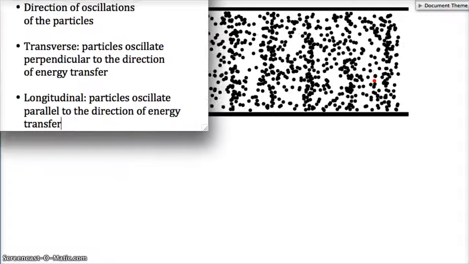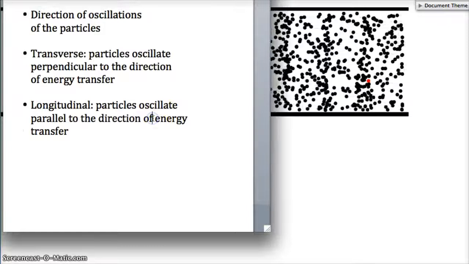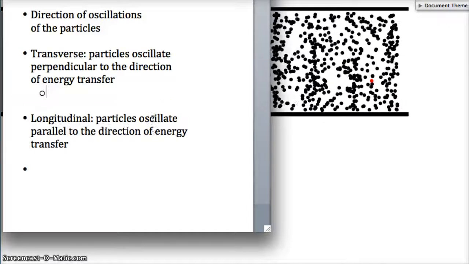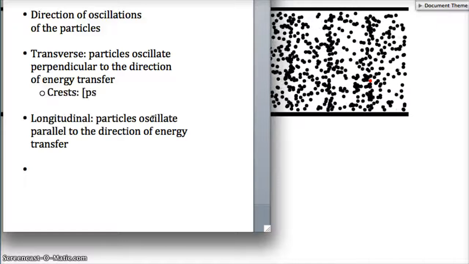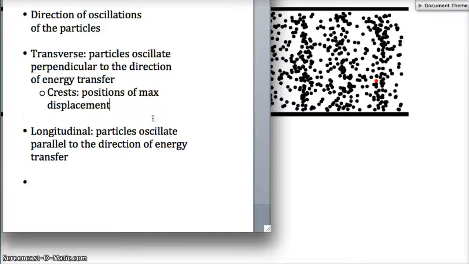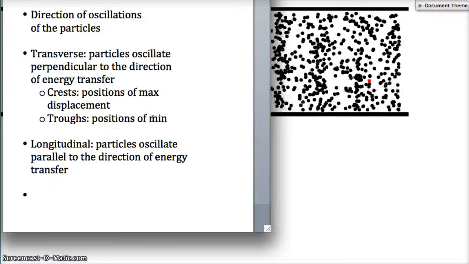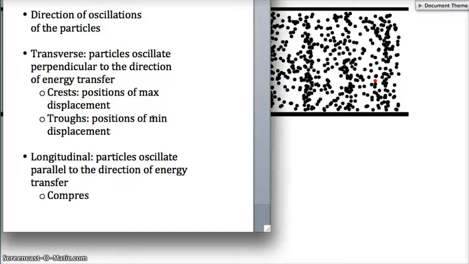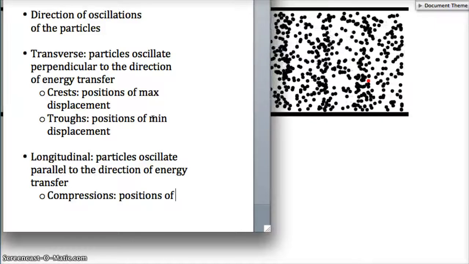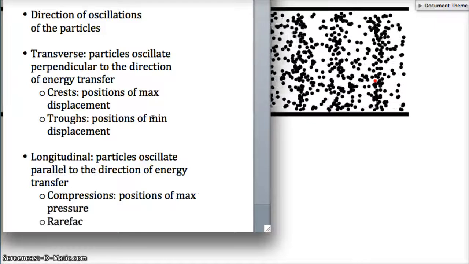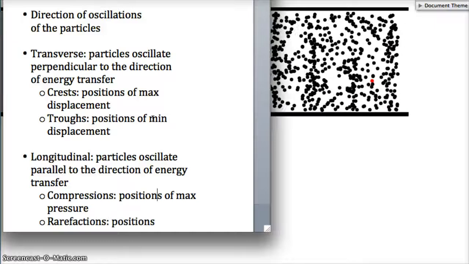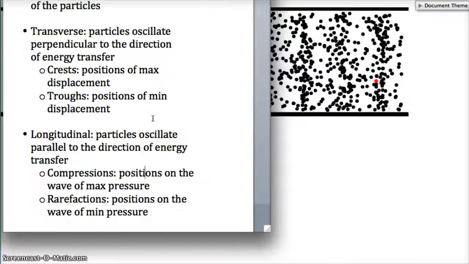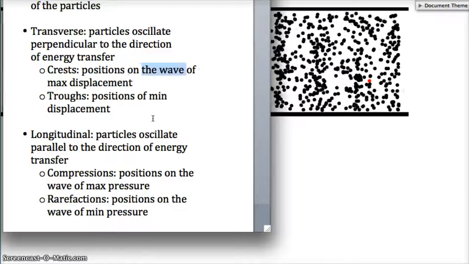So let's summarize. Transverse waves: we have crests, positions of max displacement, and we have troughs, positions of minimum displacement. On the other hand, for longitudinal waves, we have compressions, positions of max pressure, and rarefactions, positions on the wave of minimum pressure.